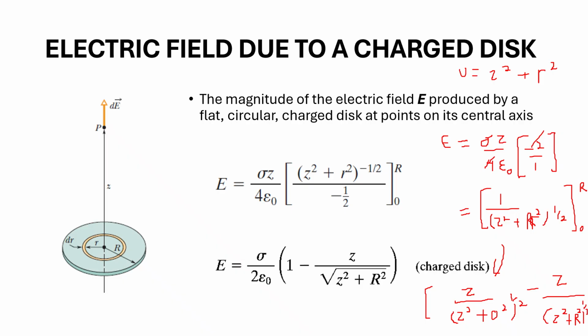Then z squared and z squared, square root of z squared. So here we can cancel out. So that's why z over z we get 1 minus z over square root of z squared plus r squared. So this is how we get this electric field, the final electric field on the charged disk surface. So we have delta over 2 epsilon 0 times in bracket 1 minus z over square root z squared plus r squared.